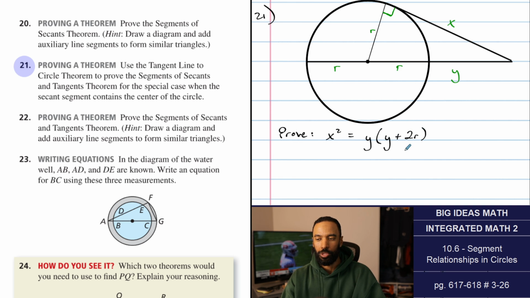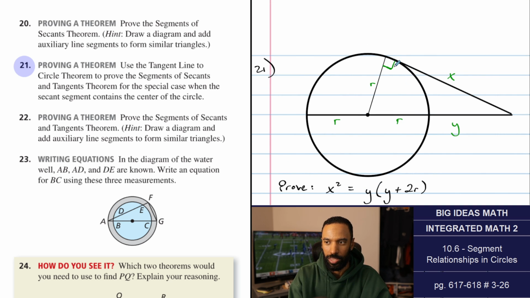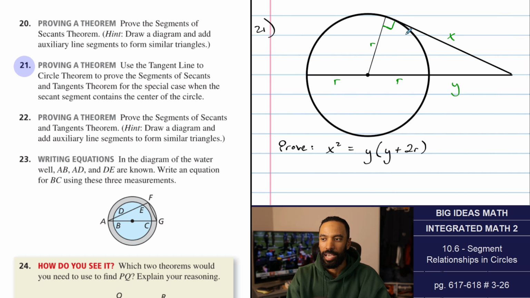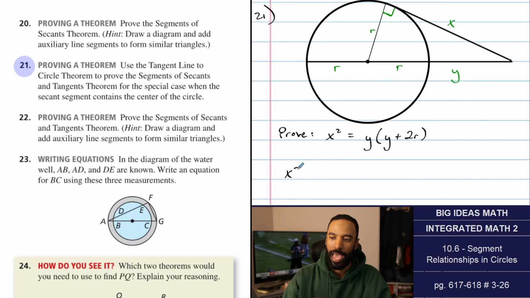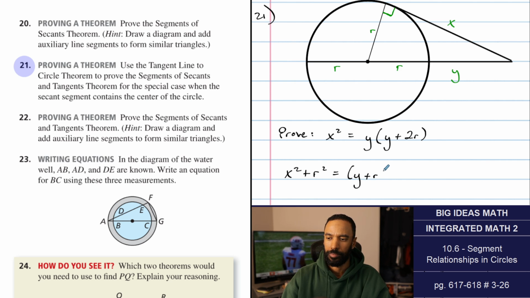Now, I don't know if it's worth expanding this out or leaving it like that, but I need to prove this. And they said use the tangent thing here. So here's my guess: we've got to use the Pythagorean theorem on this. I don't know what we're going to solve for, though. We're just going to write out the relationship. I'm going to do x squared plus r squared equals y plus r squared. So let's use the Pythagorean theorem. x squared plus r squared equals, here's the hypotenuse, remember I'm just talking about this part, so y plus r squared.